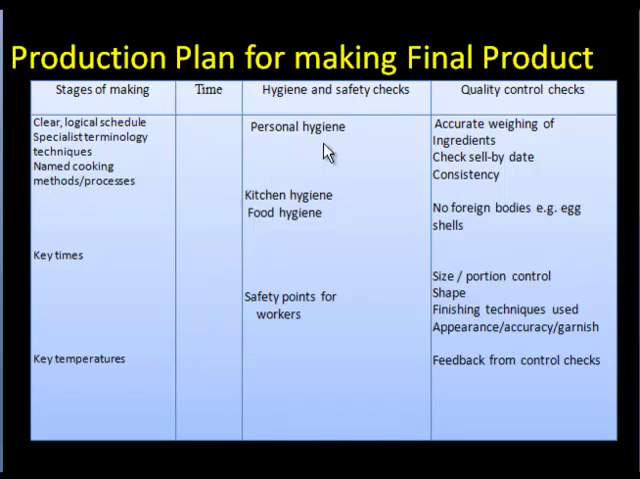You also include personal hygiene such as hair back, aprons on, washing hands, kitchen hygiene, sanitising surfaces, different colour chopping boards to prevent cross-contamination, food hygiene, storage of products in fridges, correct storage, also checking temperatures that food's cooked correctly, safety points so we don't get hurt, that would be using oven gloves and using equipment safely.